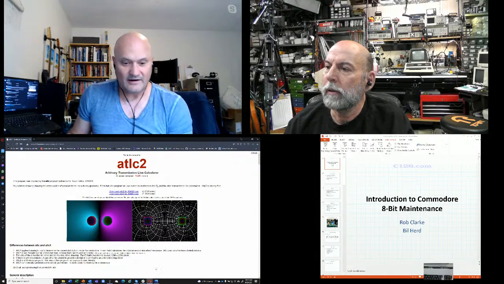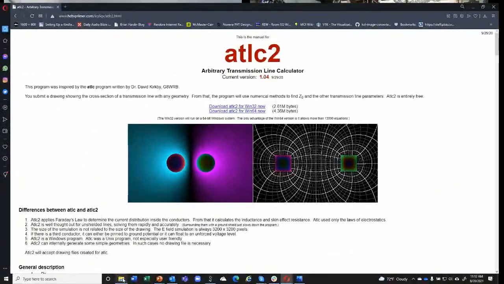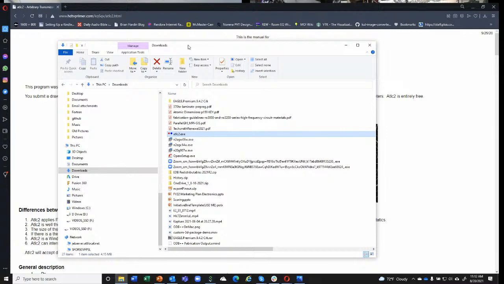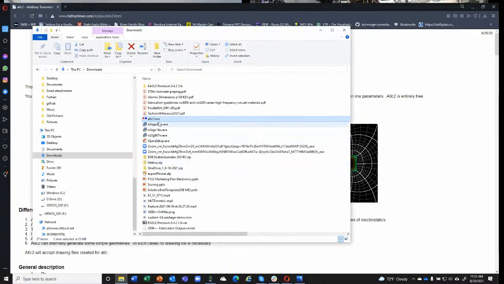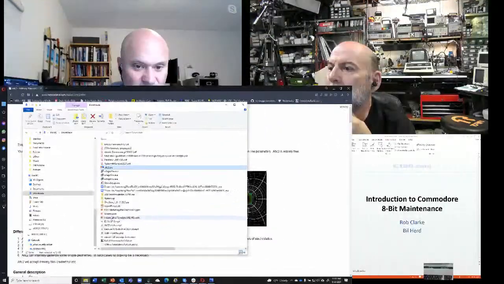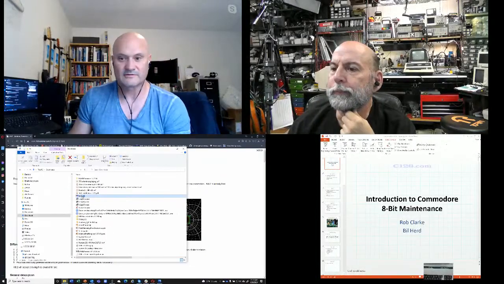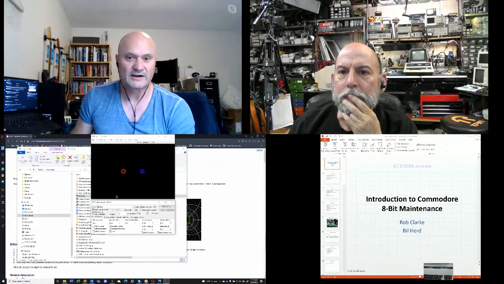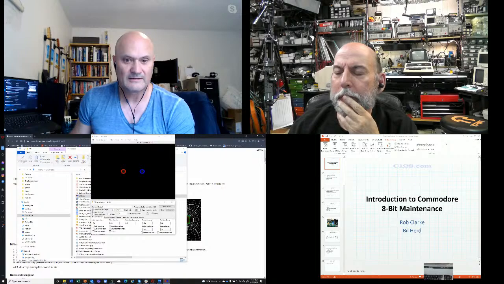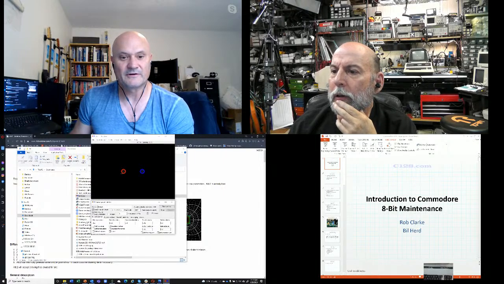And I was trying to get it to run with some bitmaps I'd used in a presentation I'd done previously on RF and microwave PCB design. But for some reason, before we started transmitting to YouTube, I wasn't able to get it to solve anything sensible, but I'll just try and use the default here. So it comes up by default.